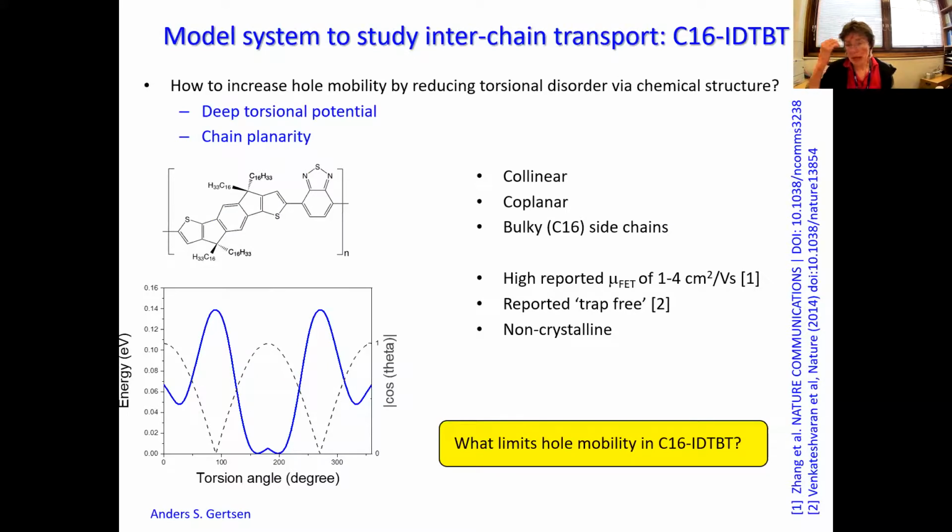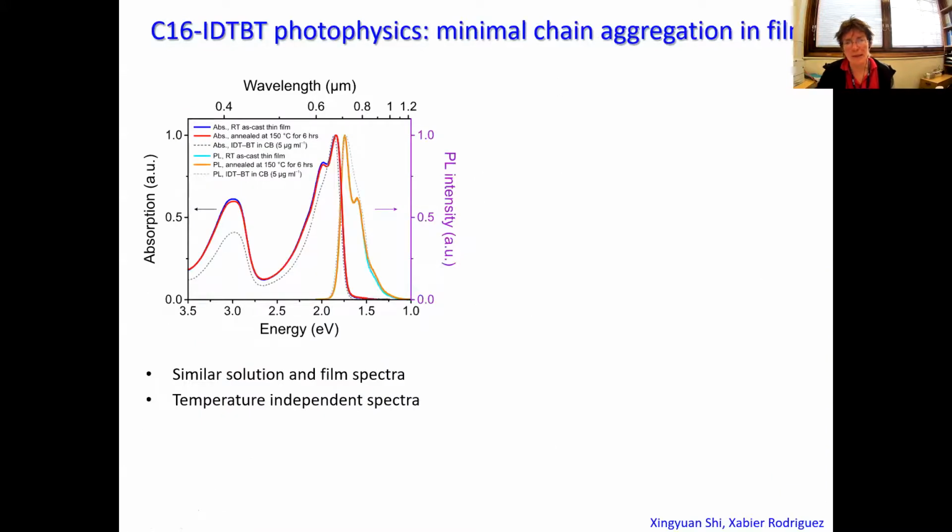As it's been mentioned already on Monday, it has a high FET mobility of 1 to 4 centimeters squared per volt second, order of 1 centimeter squared per volt second, and it's been reported to be a trap-free polymer. So the question is, of course, what is now limiting hole mobility in C16 IDTBT?